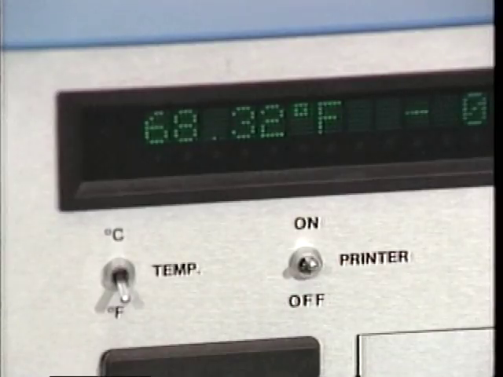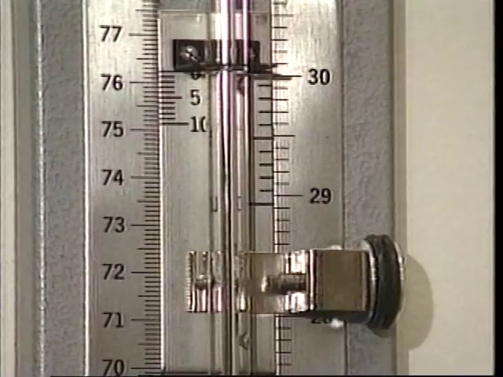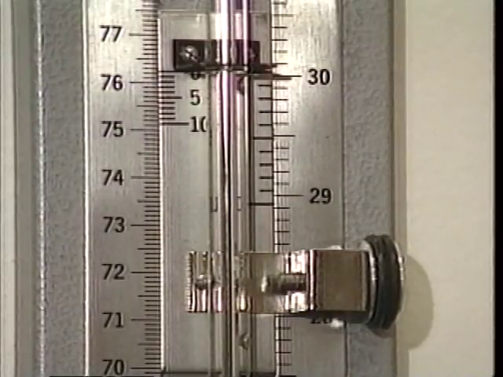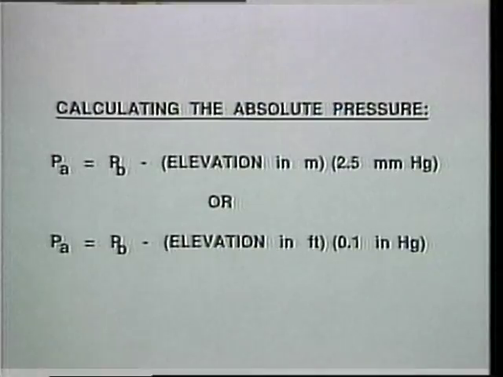Laboratory, we have a regulated temperature of 20 degrees Celsius, a relative humidity value of 66%, and a barometric pressure of 762.5 millimeters of mercury. Before going to the table for a compensation factor, the barometric pressure must be converted to absolute pressure. This conversion involves subtracting 2.5 millimeters or 0.1 inches of mercury for each 30 meters or 100 feet of elevation above sea level.